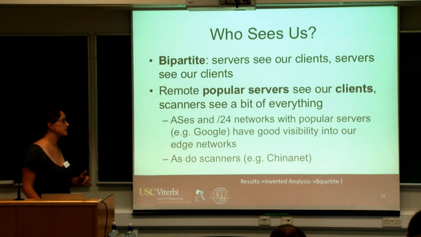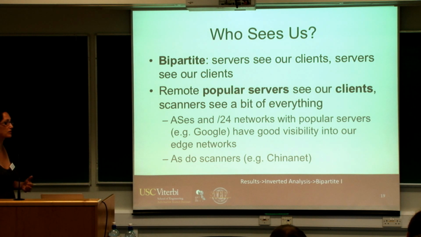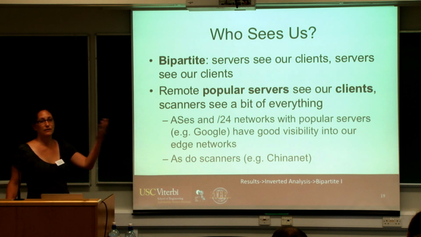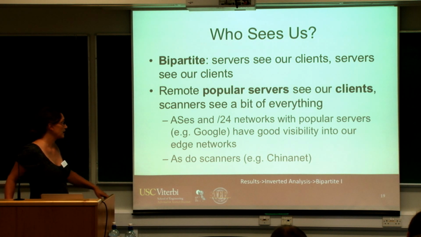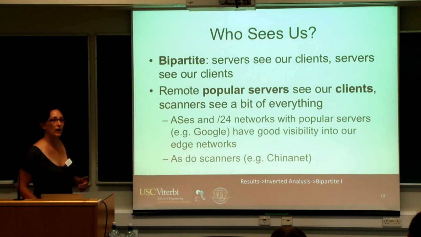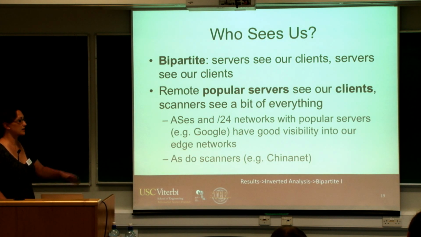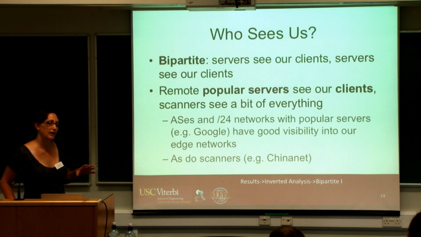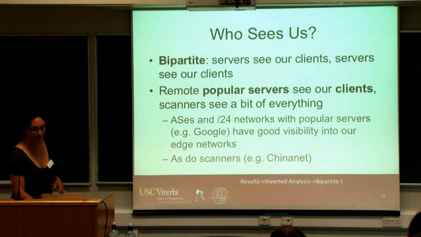That's not a surprise. Things like Google have good visibility into our edge networks. So that's great. If you've got a great source, like something like Google, you have great visibility into our networks. But here, also, scanners, not a surprise, also see well into our network. So things like ChinaNet see well into 2 of our different edge networks. One of our edge networks actually filters probes.